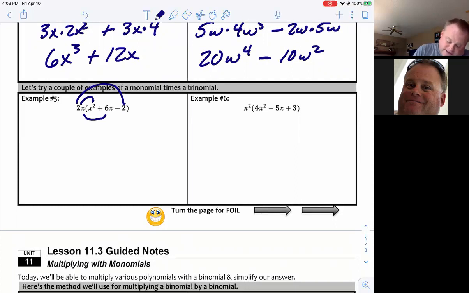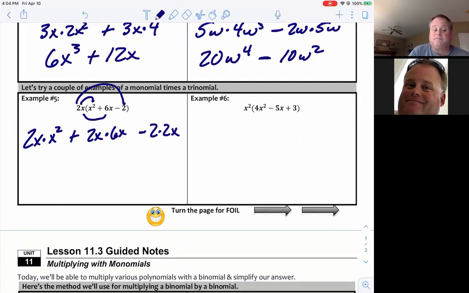So 2x times x squared plus 2x times 6x, and this is a minus 2 times 2x. Okay? 2x times x squared is 2x to the third. 2x times 6x is 12x squared. And negative 2 times 2 is negative 4x. And as simple as that. All right, do the next one.